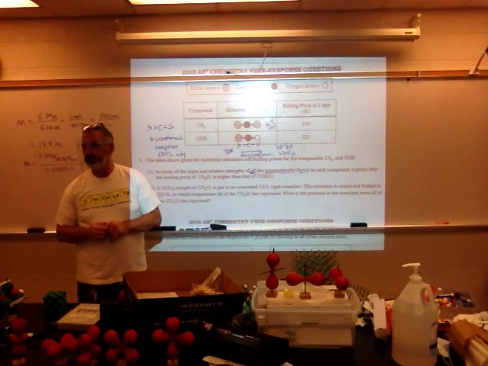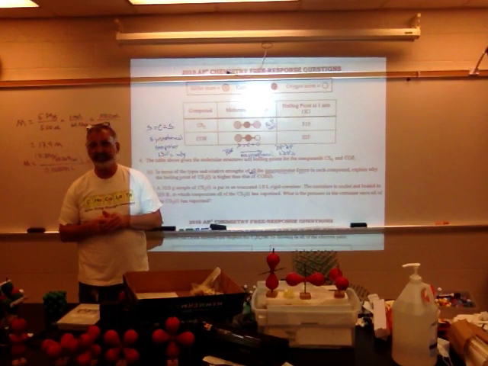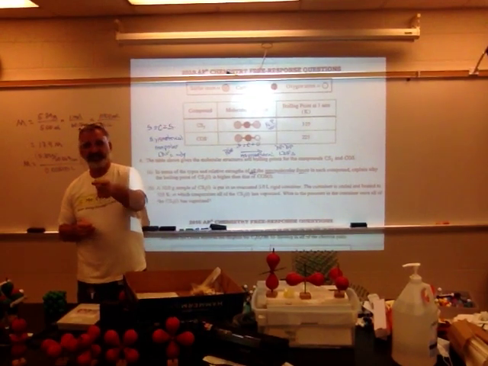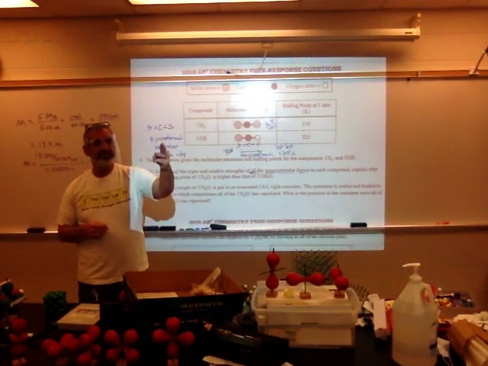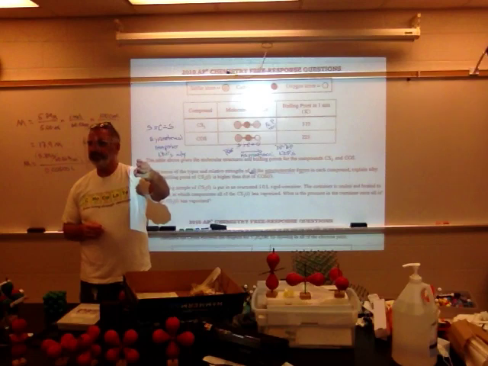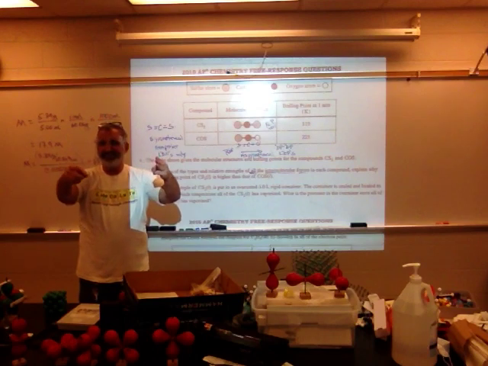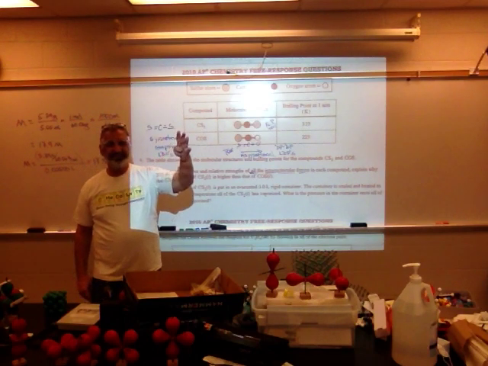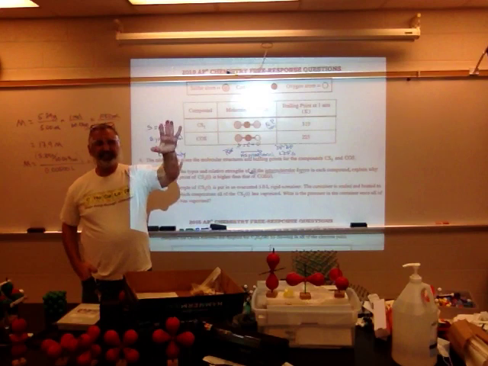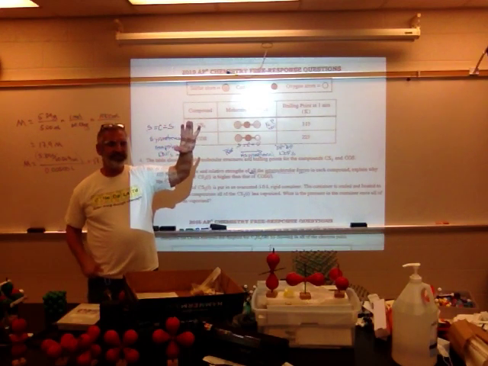Okay? What are our 5 covalent network substances? Graphite, diamond, silicon, sand, which is SiO2, and then silicon carbide, SiC.